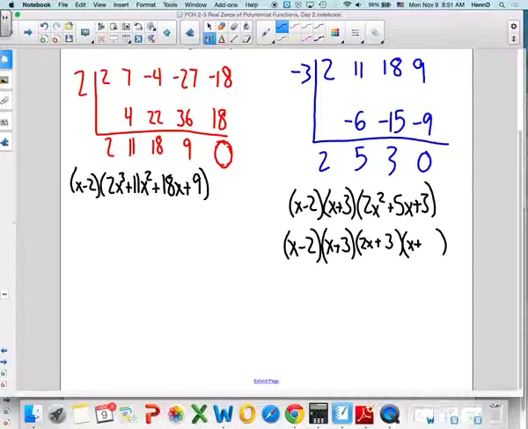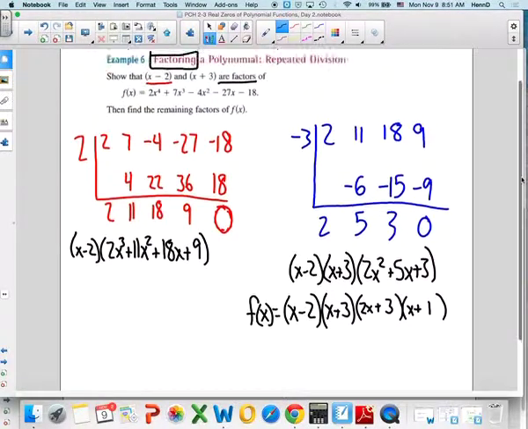So I'm going to put the 3 here and the 1 here, so it'll be 2 times 1 is 2, 3 times 1 is 3, 2 and 3 gives us 5 in the middle like we're supposed to have. So I now know that my whole function f of x equals that in its fully factored form. That's the answer. Okay? That is what we're looking for.